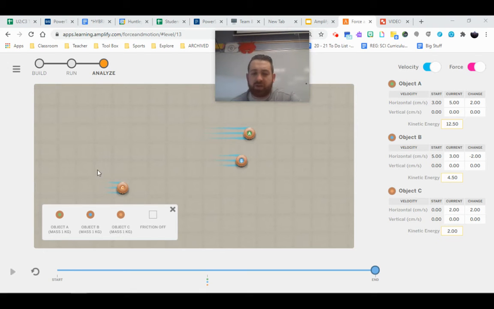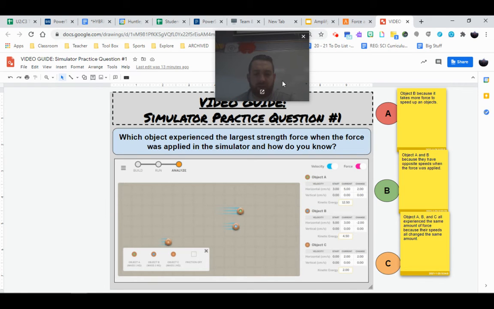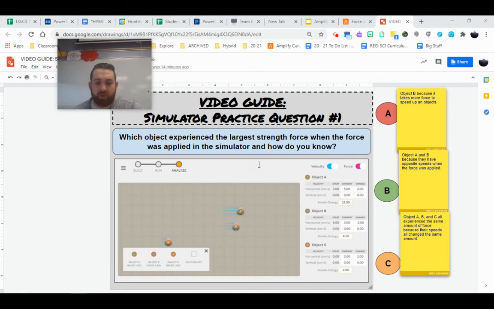So we have a very unique situation here in the simulation. So let's look at the question that's being asked of us. So when we look at the simulation, we look at our data here, and what we see. The question that you need to answer is, which object experienced the largest strength force when the force was applied in the simulator? And how do you know? So we know that a force was applied to change its velocity, okay? And the question is, which one had the largest force applied, and how do you know?